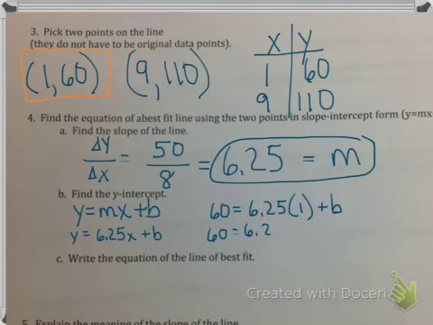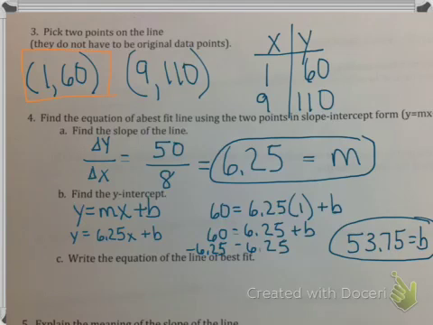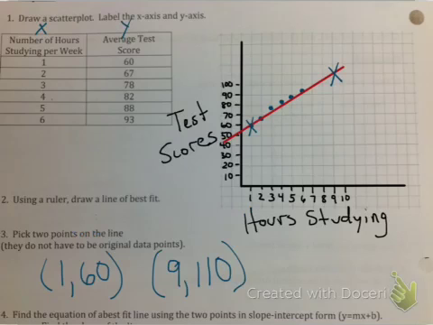So it's actually pretty easy. 6.25 times 1 is 6.25 plus b. Then we subtract 6.25 from both sides, and we'll end up with 53.75, which is our b value. So now we have our m, which is our slope, and we have our y-intercept, which is 53.75. And the y-intercept means, if we go back and look at the graph really quick, that's where the line we drew goes across the y-axis. So again, I have my orange, 53.75.